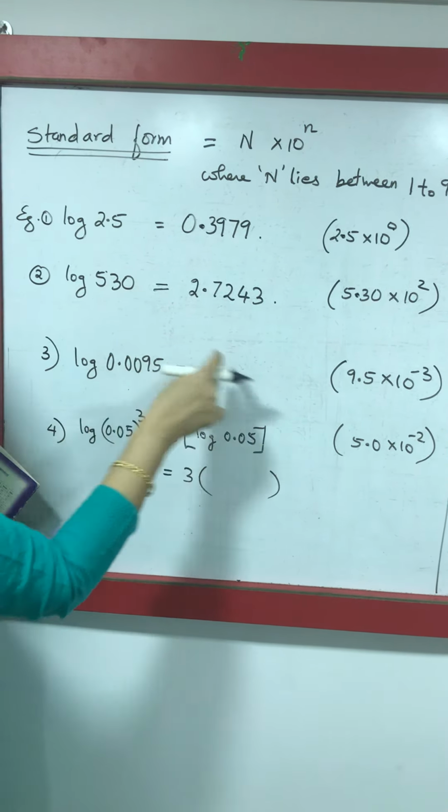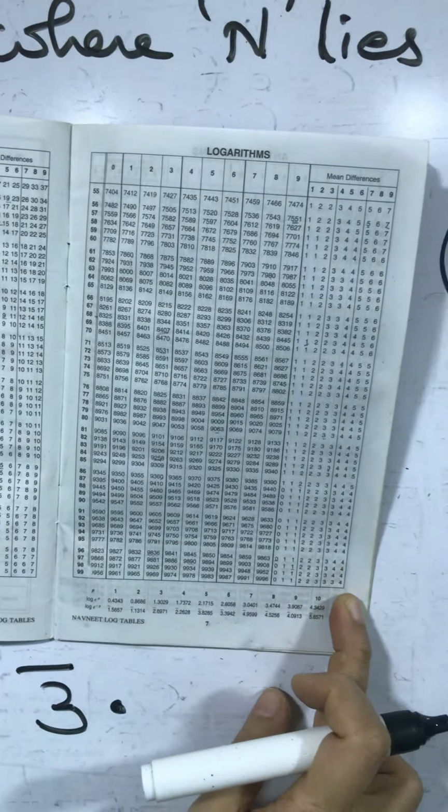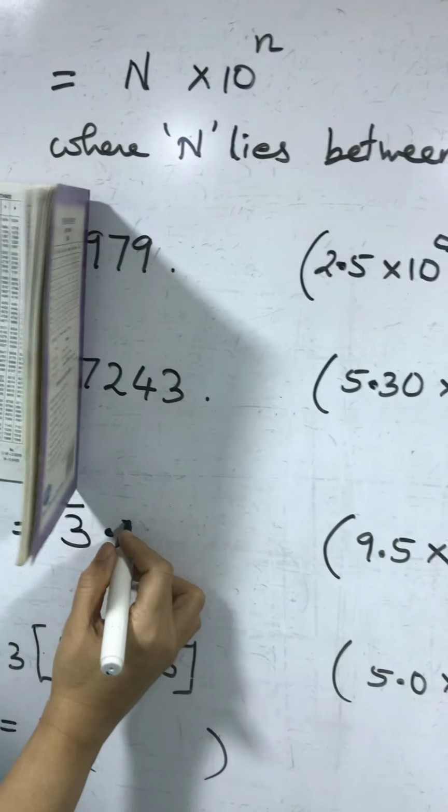As I said, the value of the power of 10 becomes the characteristic, which is bar 3 or minus 3. Why we write it as bar 3 is because only the characteristic is negative; the mantissa will always be positive. To write the value of the mantissa, we look into log tables, which range from 10 to 99. I am looking at the value of log 95, and that is 9777, which I am going to write here.